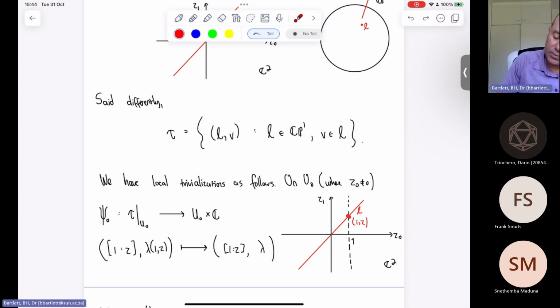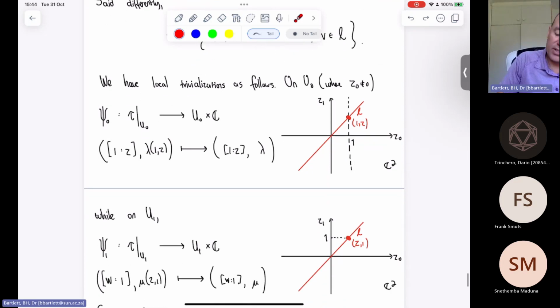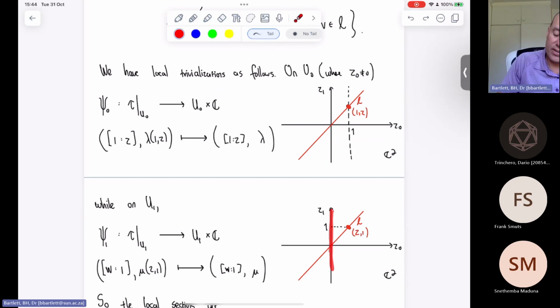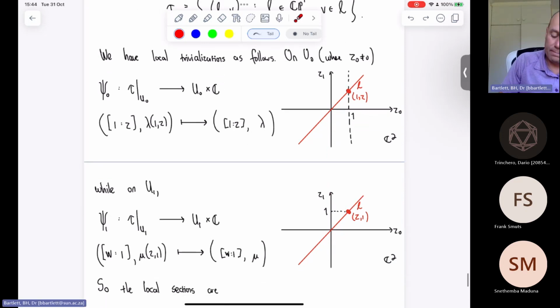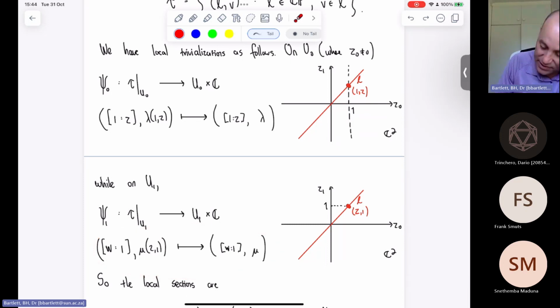It only works, of course, where this coordinate here is non-zero, because it's not going to work on this one line here. So U1 is the points where this coordinate is non-zero. And so now I have a different trivialization. Now the basis vector is not going to be (1, z) anymore. It's going to be (z, 1), which is a different basis vector. And then now I'm extracting out a different complex number, mu.